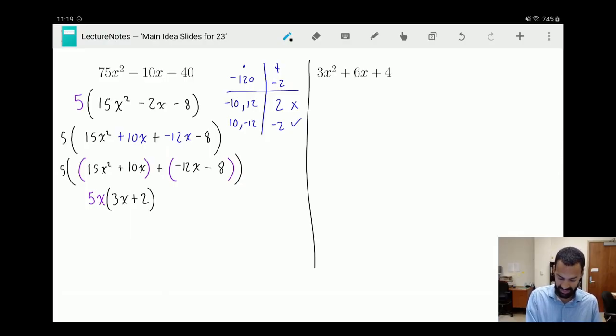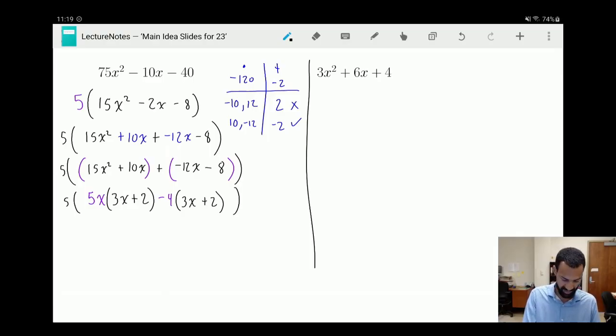Alright, so negative 12x minus 8. 12 and 8 are both divisible by 4. And since this is a negative in the front there, I'm going to put a negative 4. Negative 12x divided by negative 4 is a positive 3x. Negative 8 divided by negative 4 is a positive 2. Again, don't forget, 5 is still hanging on the outside here.